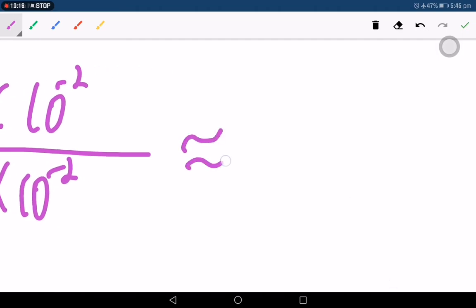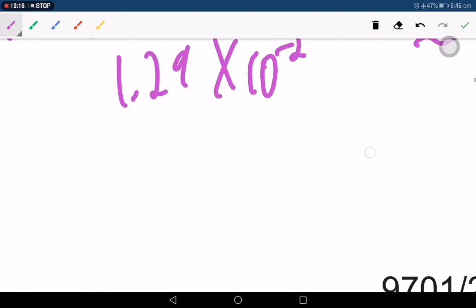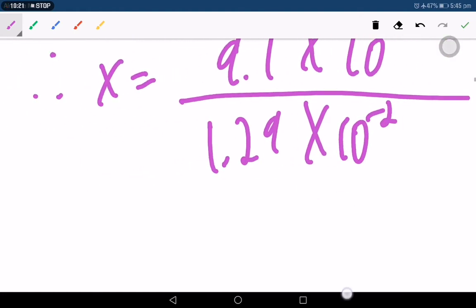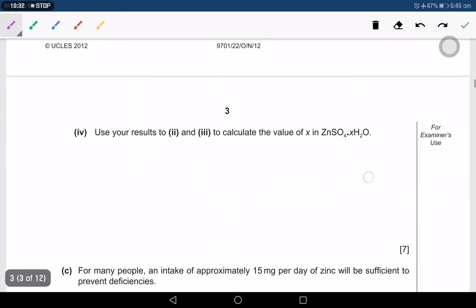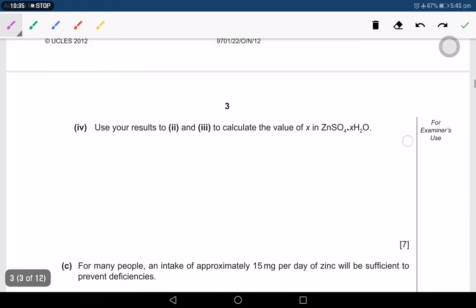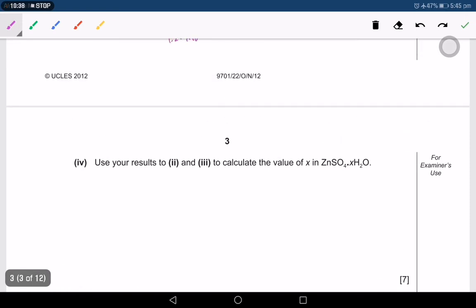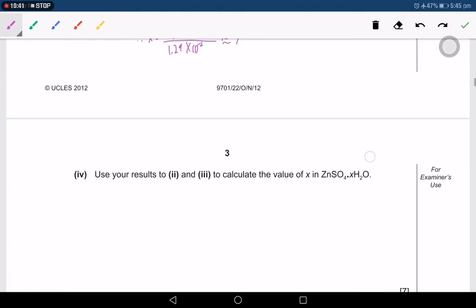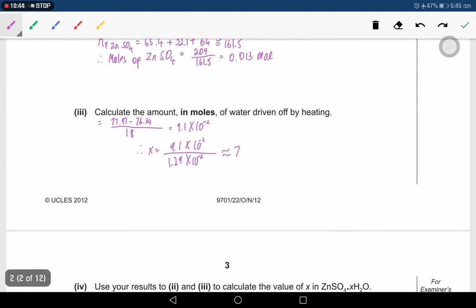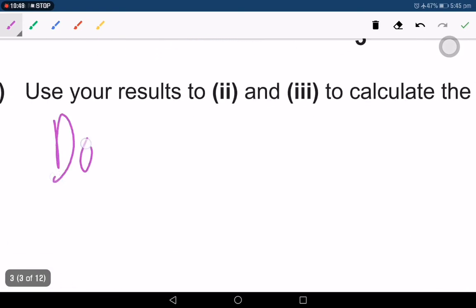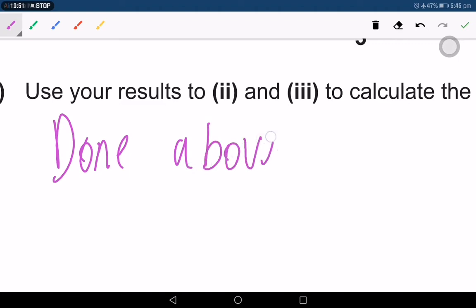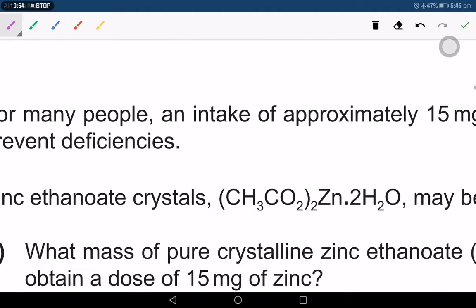is approximately equal to 7. I'm not going to say exactly equal. So you must know that x is an integer. Just make sure you give your integer answer, and don't give 7 point something. It actually gives you 7.05 something. Okay, so use your results to calculate x, done above. So make sure you don't make this mistake in the exam. If you do it, just cross it out on the top and do it on the bottom.